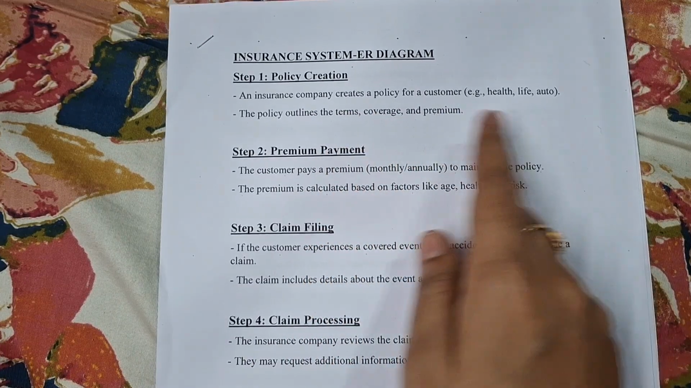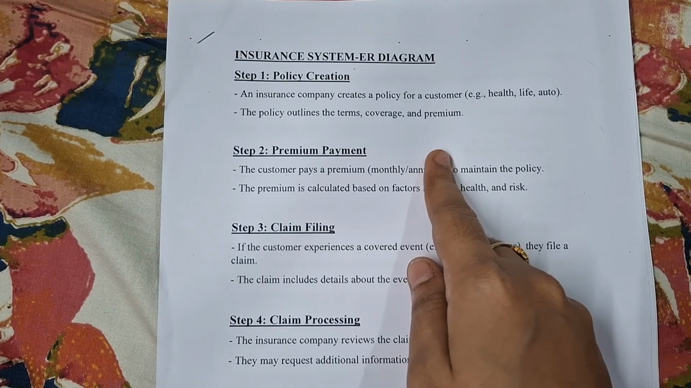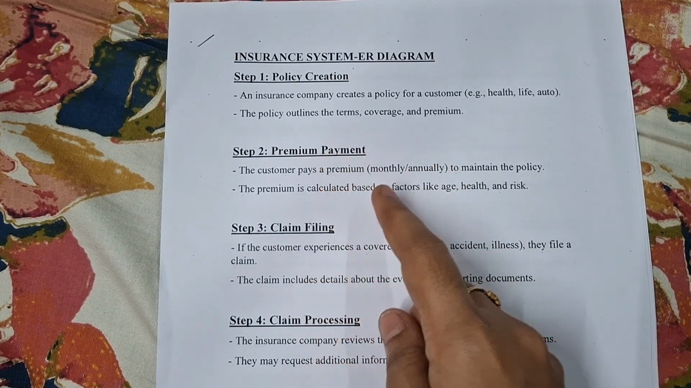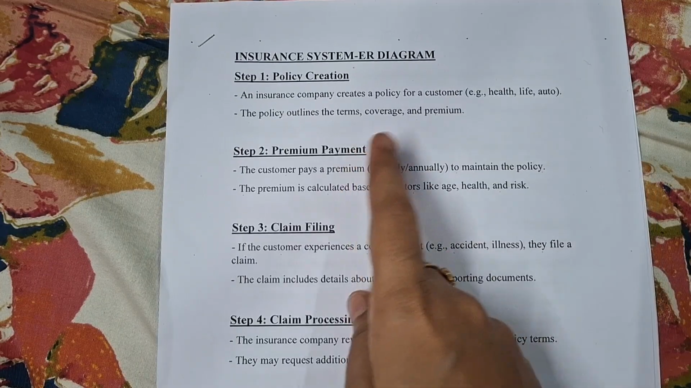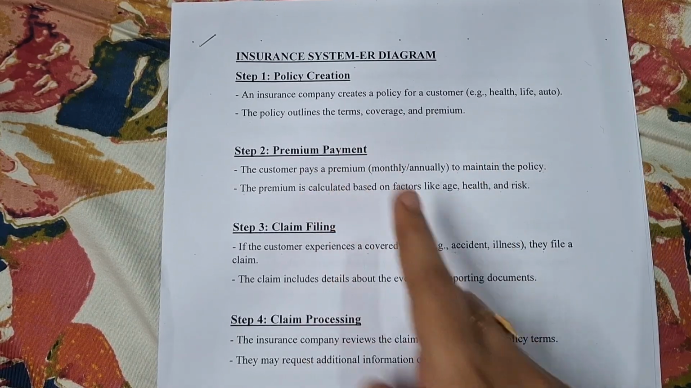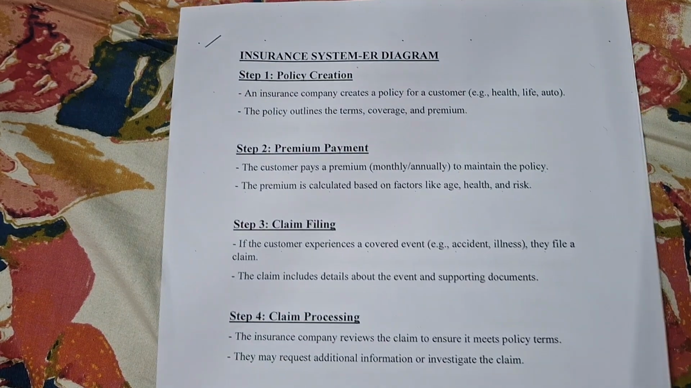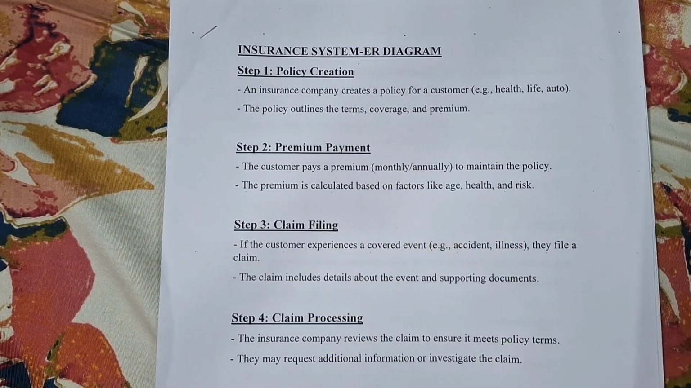If you are not okay with the terms, coverage and premium, then you cannot create the policy in that particular insurance company. So you have to accept the terms, coverage and premium. Only then the insurance company will create the policy under your name. So let's see what is term, what is coverage, what is premium in detail.